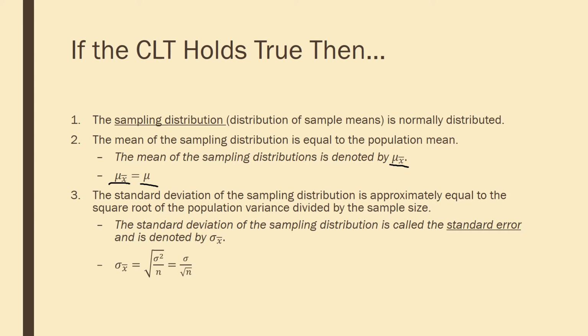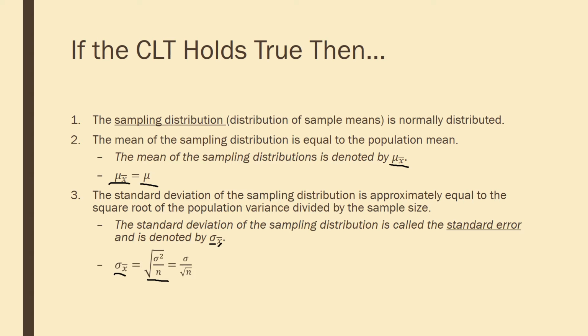And then 3, we can also talk about the standard deviation of the sampling distribution. It's going to be approximately equal to the square root of the population variance divided by the sample size. So the standard deviation of the sampling distribution is called the standard error, and it's going to be denoted by the sigma with this little subscript of x bar here. Okay? And sigma of x bar, so the standard error, is going to be equal to the variance divided by n, and then the square root of that.